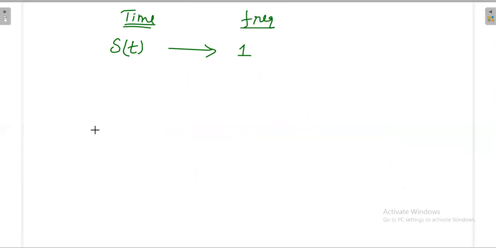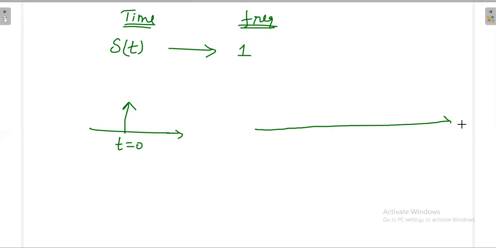Then what is the representation? In time domain you are having an impulse like this, exactly at t is equal to 0. Then what is happening in frequency domain? In frequency domain you can either use f or omega. We'll come to that later. Just we'll use omega. So what is the value here?